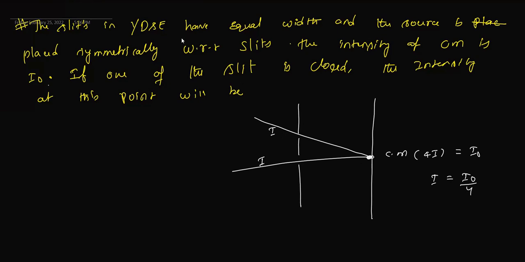In the question, they're telling us the intensity at the central maximum is I naught. If one of the slits is closed, how much intensity will come here? It becomes a single slit experiment, so only I naught by 4 will come here. No interference pattern will be observed here. So the answer is I naught by 4.